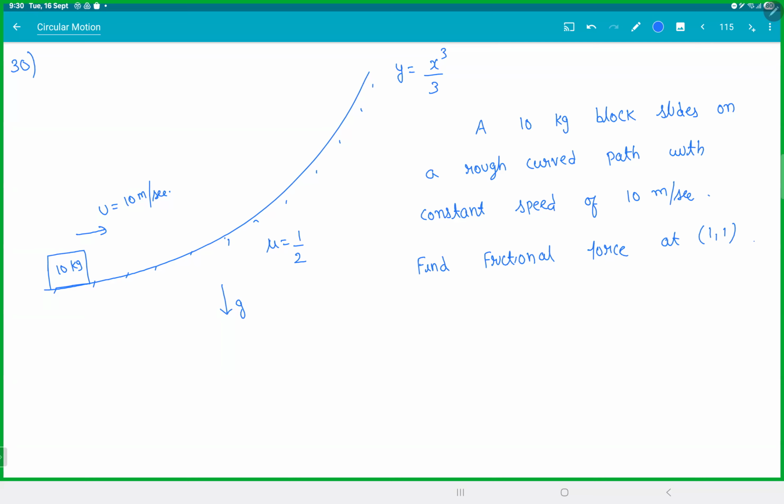I can even ask you, what is the external force? Find the external force, which is actually dragging this block. This block won't go on its own with a constant speed. There is some force which is dragging this block up. So I can even ask you that question. Find the external force acting on the block at (1, 1).